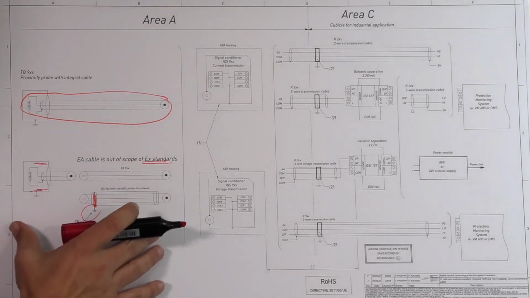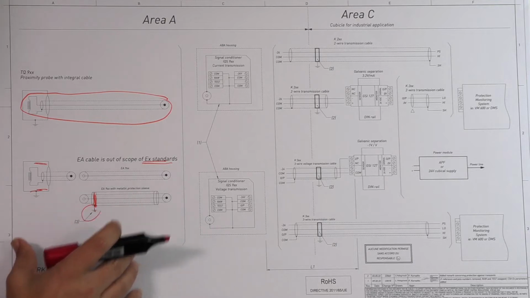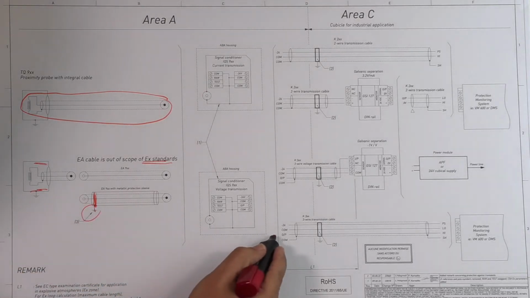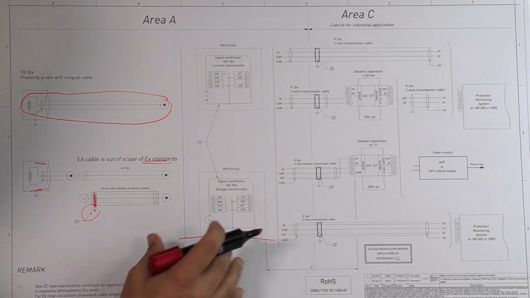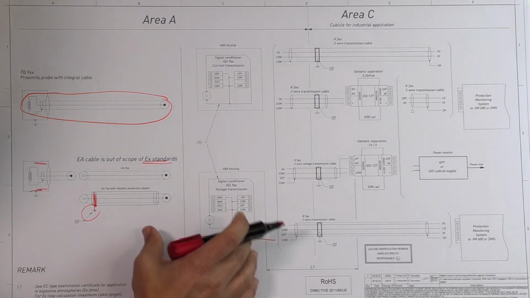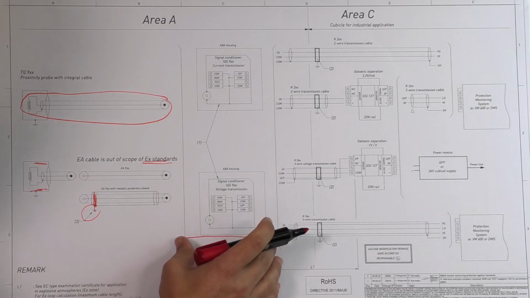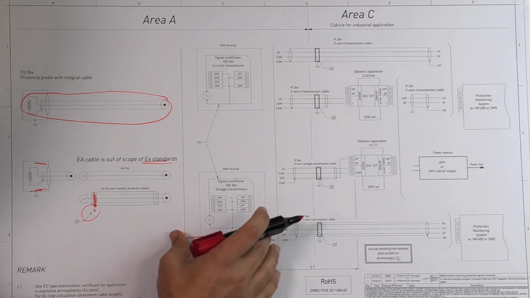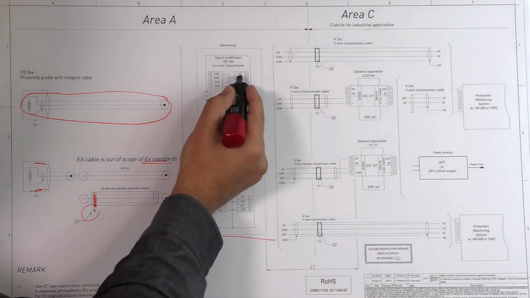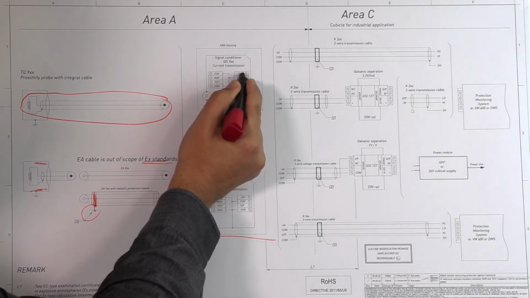Okay, so the sensor will be considered floating. Now the conditioner, it should also be considered floating. One of the reasons, more related with historical reasons, is the fact that it is supplied with minus 24 volts.